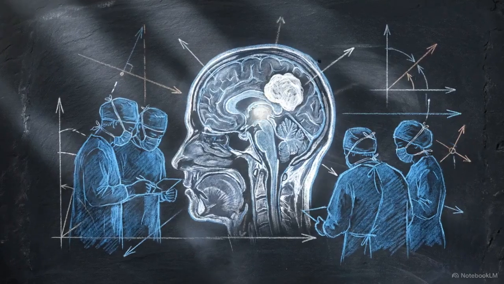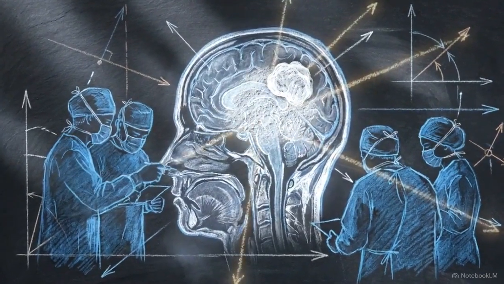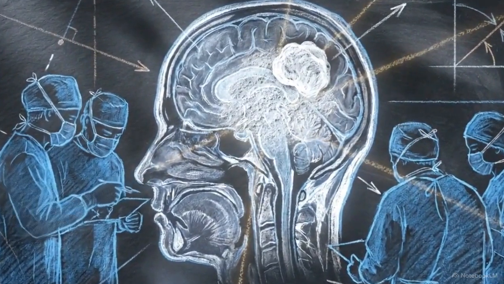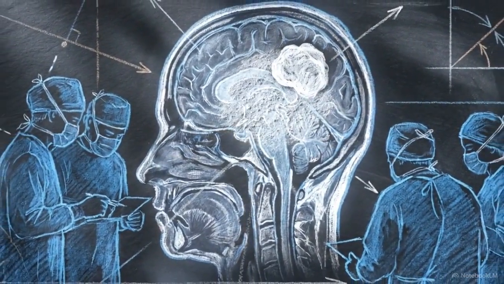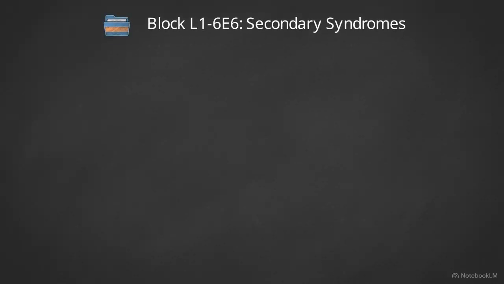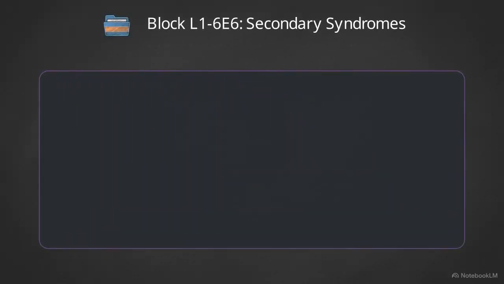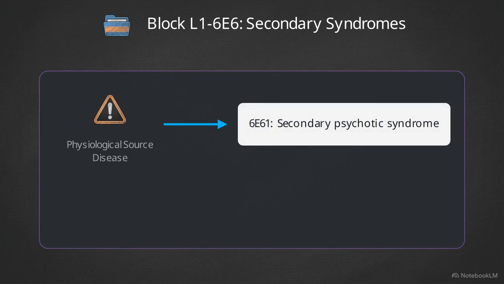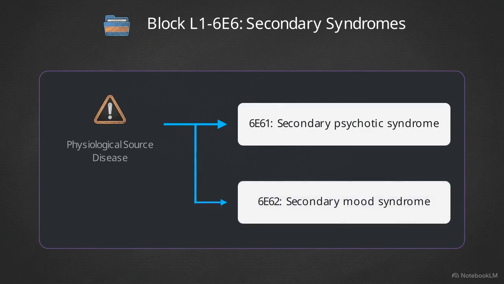The final etiological vector deals with psychiatric symptoms presenting as primary disorders, but actually caused by a systemic physiological disease, like a brain tumor. To catch these systemic byproducts, the database uses block L16E6. This block maps a direct relationship between a physiological source disease and a resulting symptom, like 6E61 for secondary psychotic syndrome. The framework also accounts for other manifestations, including 6E62, secondary mood syndrome.